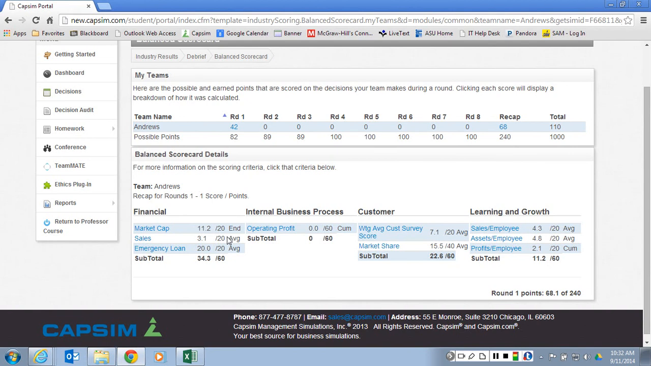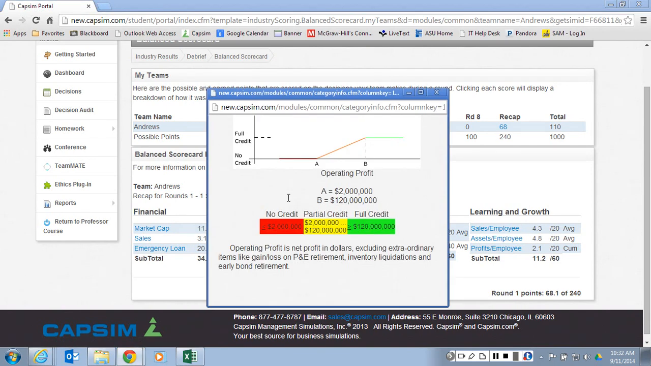The other ones are going to be round to round. What profits you make from that round has something to do with the previous round, but your score is basically reset. This one is like operating profits. Operating profits is going to be accumulative profits. And so you've got to grow those to get full credit. You've got to grow those to $120 million by the time we get to round 8.